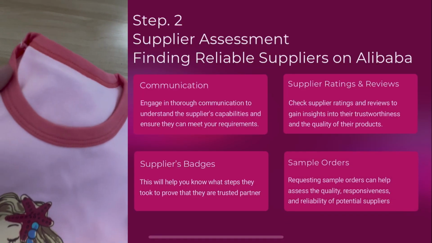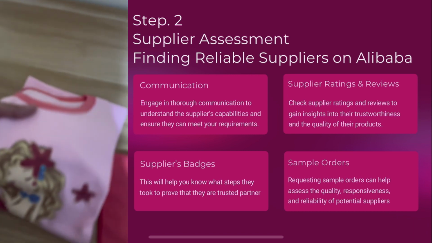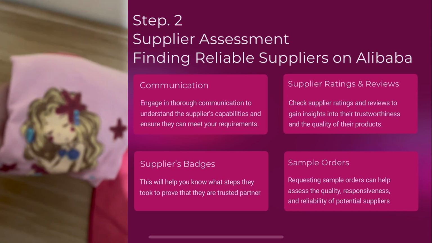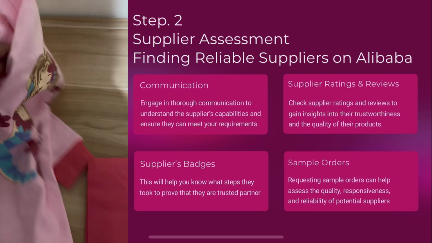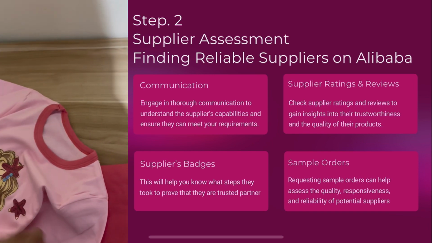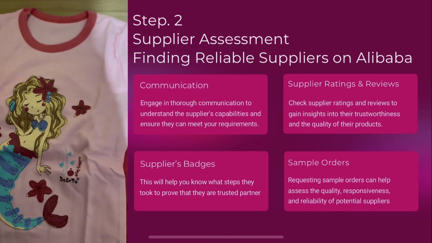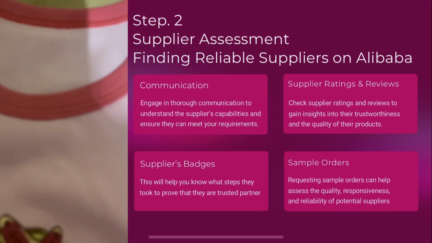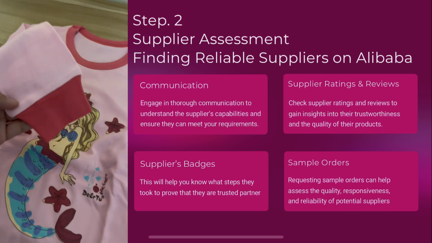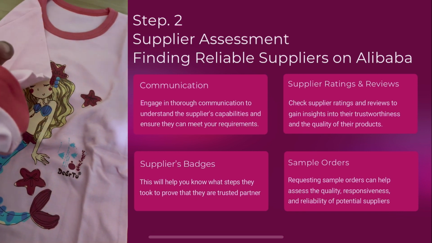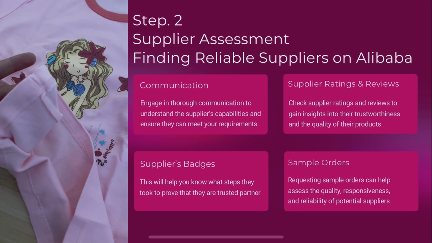Last but not the least, to assess the supplier is through sample orders. So this is one way to assess if they are reliable, if the quality of the product is actually reliable, by asking for a sample order. Don't hesitate, don't be shy to ask for a free sample. Most of the suppliers on Alibaba that I have been transacting with are very generous in giving a free sample. But of course, I need to shoulder the shipping cost, and that's fine for me, especially if I'm aiming to purchase a high volume quantity.